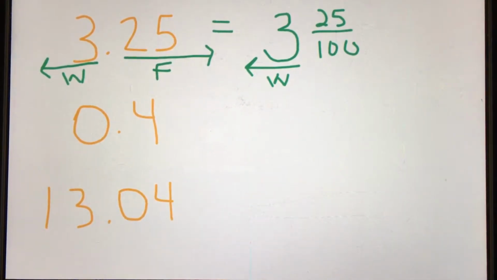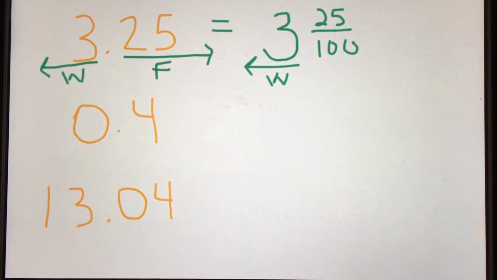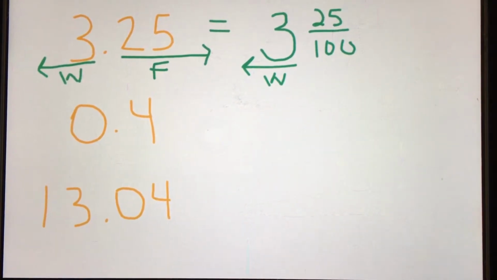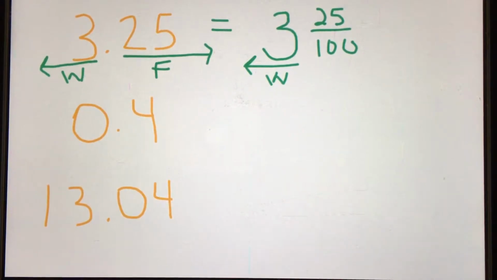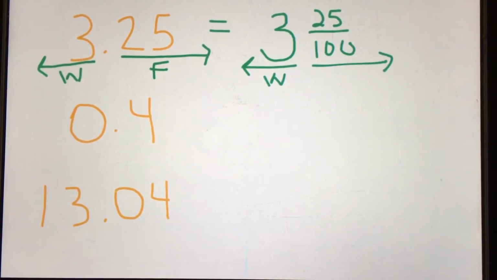There is a difference here. There's a decimal in this number, and there's no decimal in this number. And of course, 25 is written after the decimal here, and it's written in fractional form here. And right here is the fraction.